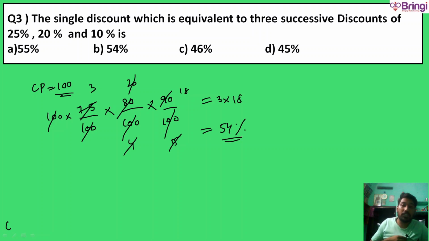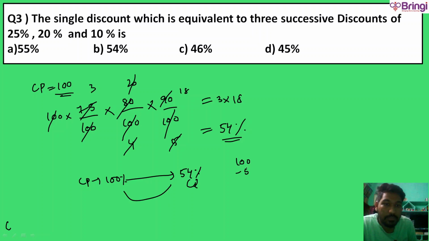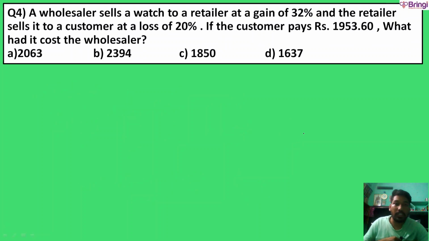Still some of the members will go with option B, 54%. Still you are wrong, because cost price is 100 and then it became 54% from the 100%. So the discount is 100 minus 54. It is going to be 46%, option C. 46%, option C. Moving on to the next question.